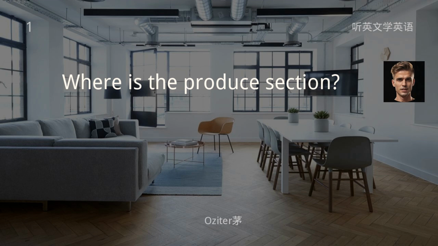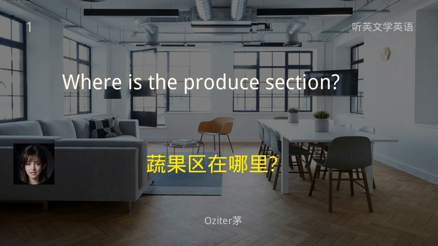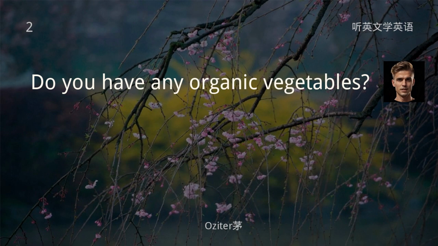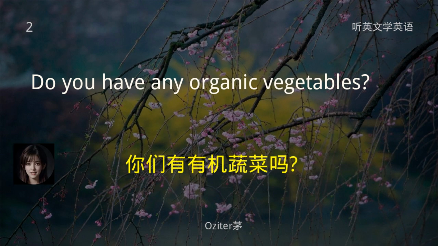Where is the produce section? 蔬果区在哪里？ Where is the produce section? Do you have any organic vegetables? 你们有有机蔬菜吗？ Do you have any organic vegetables?